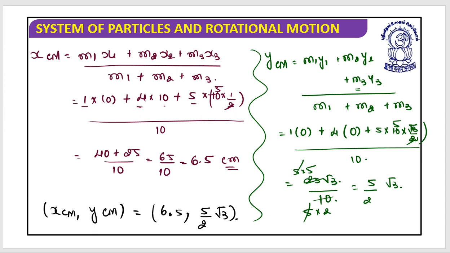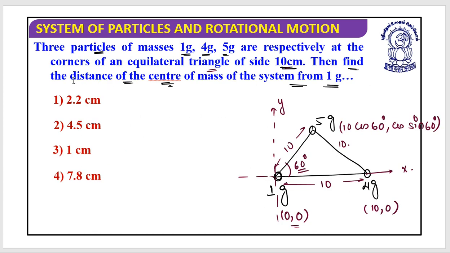So let me check what data was asked. They asked the distance of the center of mass of the system from 1 gram. Okay, great. So whatever they have asked, what I need to do is that this is the origin. Probably this is the location of the center of mass. So I require this distance. How will I do this?